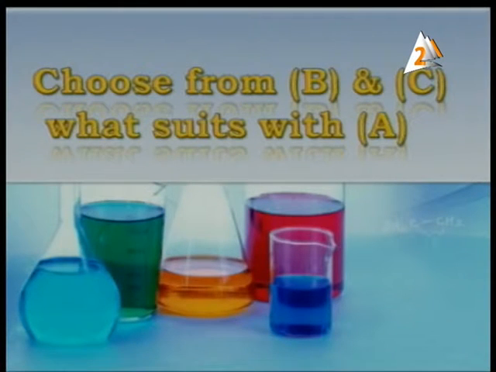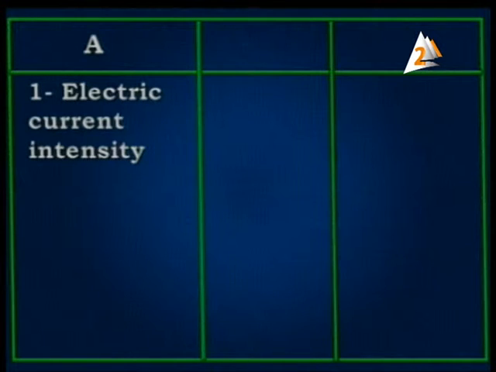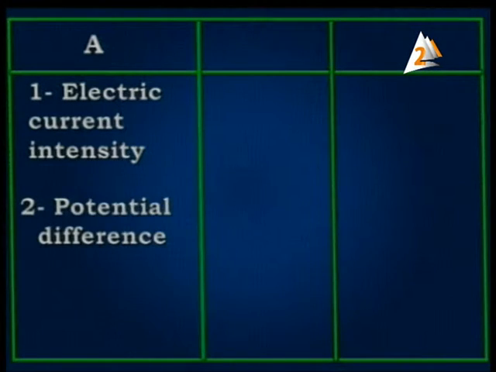Let's go to see another type of question. Choose from B and C what suits A. Concentrate very well in this one, because if you make one mistake, a second mistake is produced here. So the number 1, we have A, electric current intensity. Number 2, we have potential difference. Number 3, resistance. These are the concepts here.